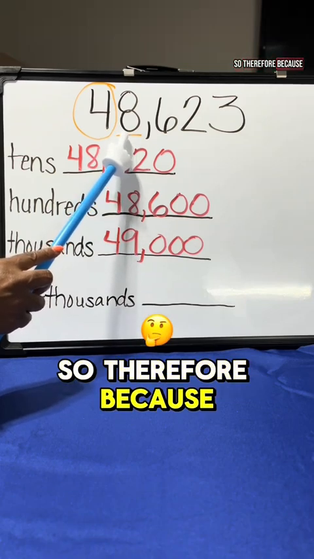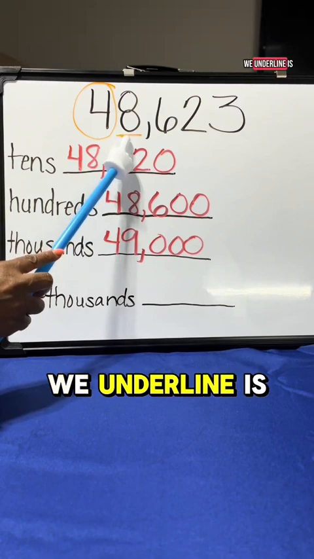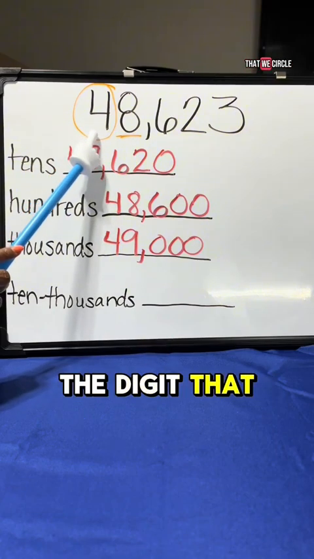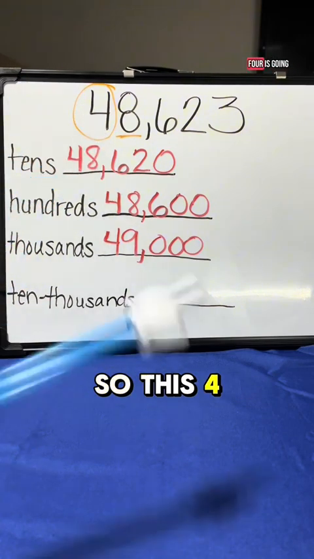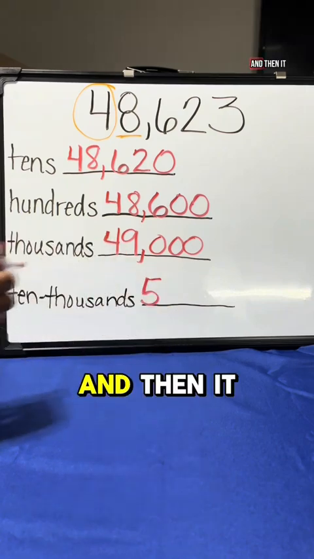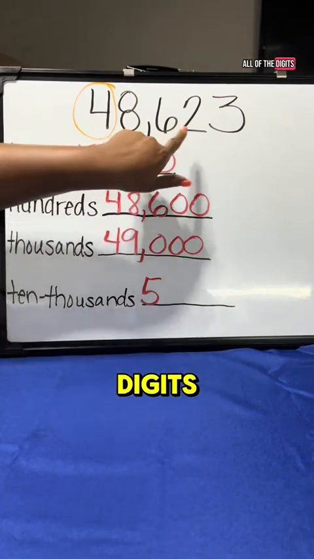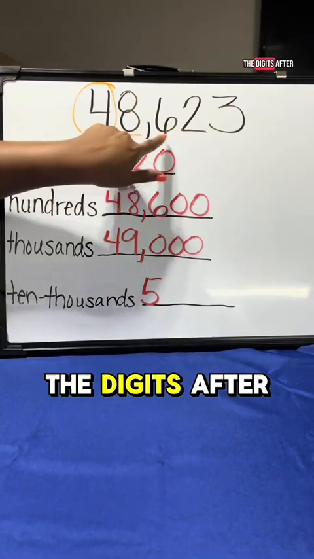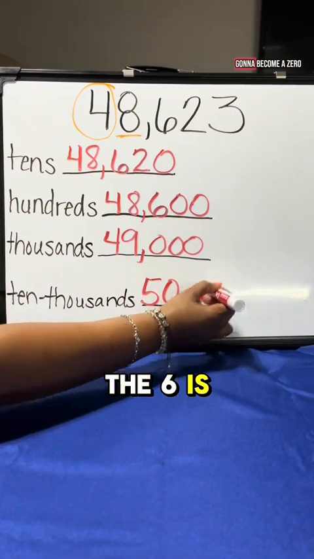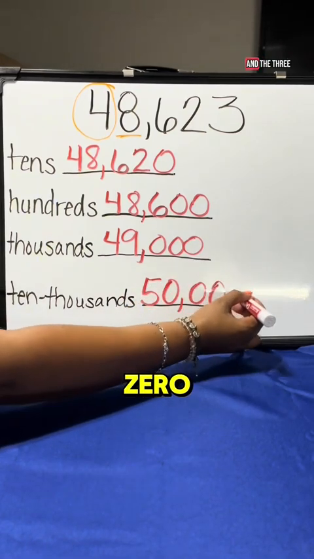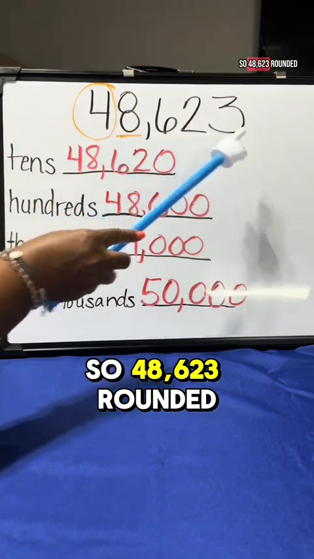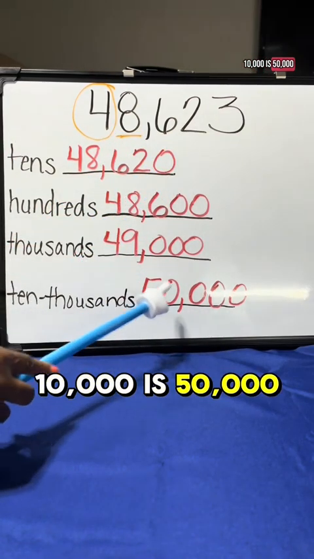So therefore, because of the rules, the digit that we underline is 5 or more, then the digit that we circle goes up 1. So this 4 is going to become a 5. And then the last step says to change all of the digits after the circle digit to 0. So the 8 is going to become a 0, the 6 is going to become a 0, the 2 is going to become a 0, and the 3 is going to become a 0. So 48,623 rounded to the nearest 10,000 is 50,000.